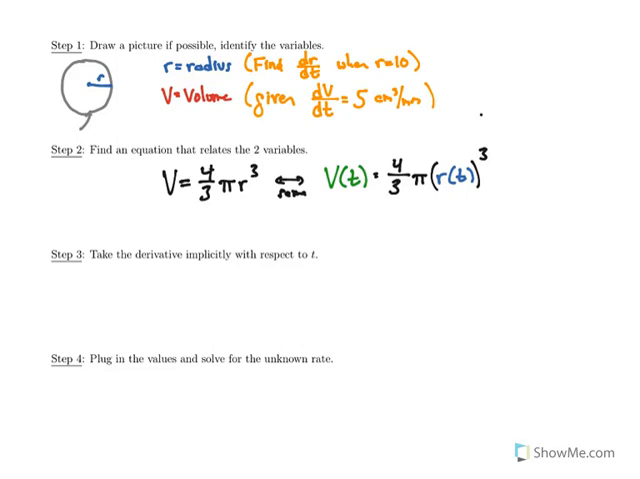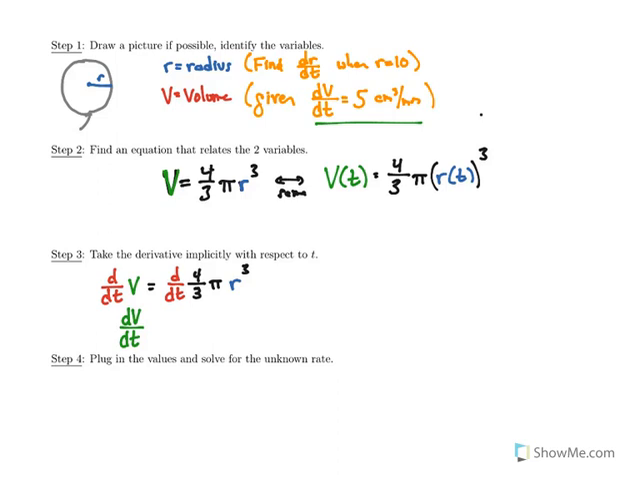They're functions of t. So when I want to take the derivative of that, I'm going to take the derivative of both sides, the derivative of v, which is the derivative of v of t, equals the derivative of 4/3 pi r cubed. And again, r is a function of t. So this is implicit differentiation. The first point is we have dv dt on the left. That's what we are given. That's 5 centimeters cubed per minute. So we're going to plug that in at the end.